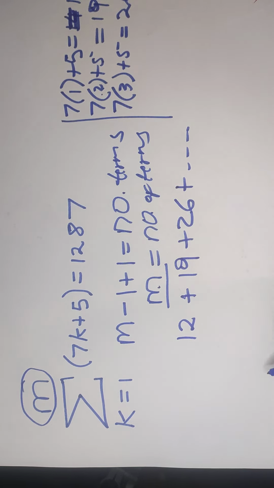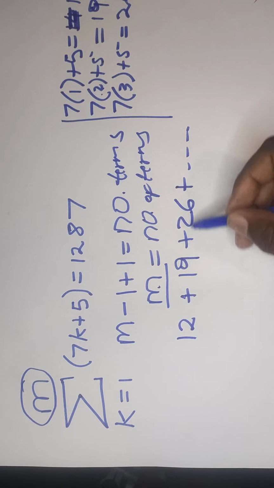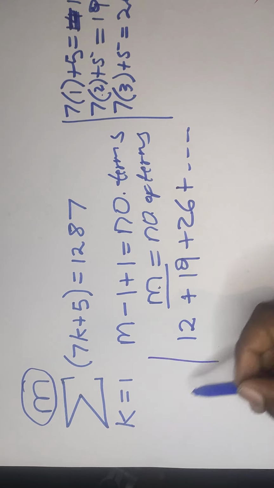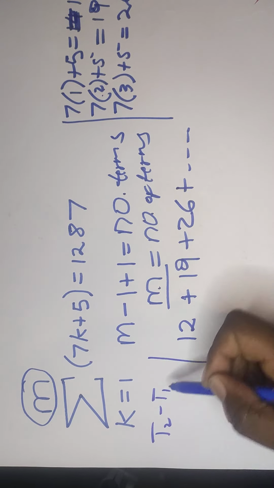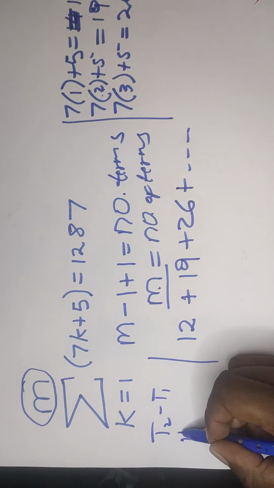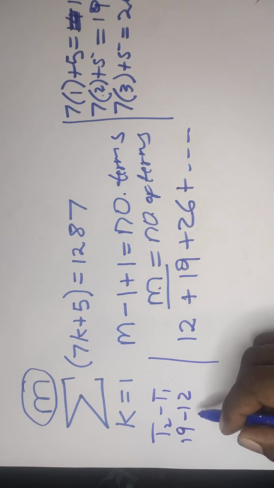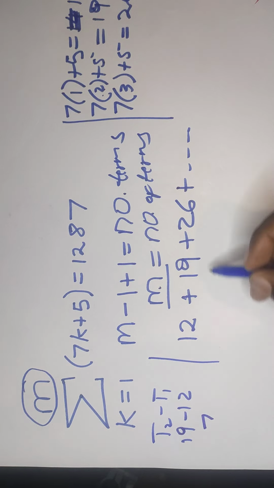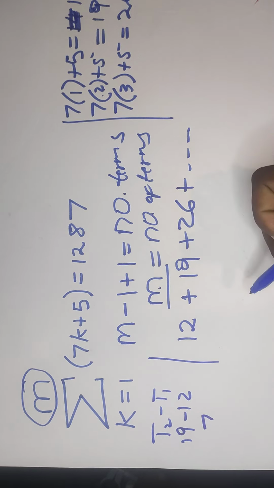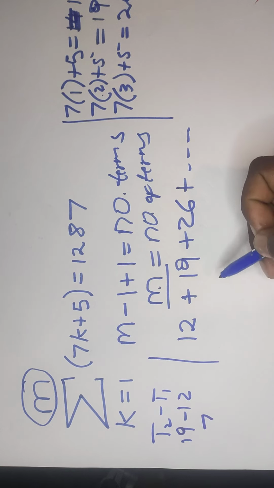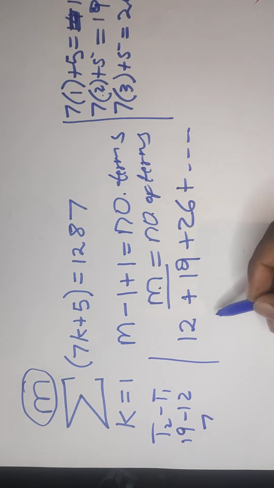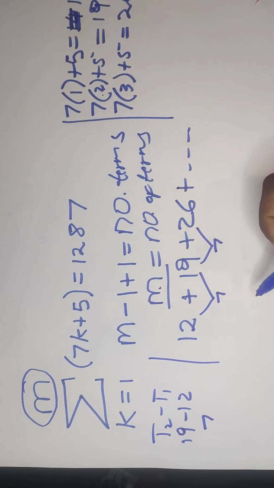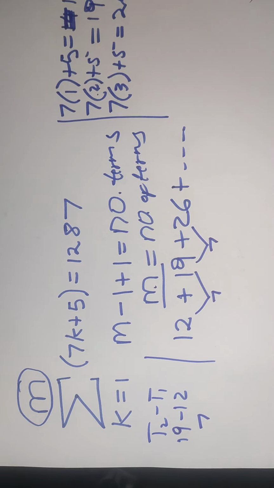The formula for a sum. First, you need to know what type of series this one is. So if you do T2 minus T1, which is 19 minus 12, what's the answer there? 7. Or you can just say 26 minus 19, you'll find 7. So we know this is an arithmetic sequence because the first difference is constant, which is 7.